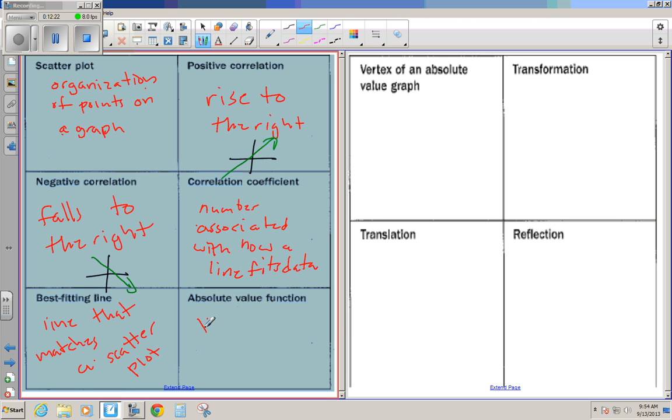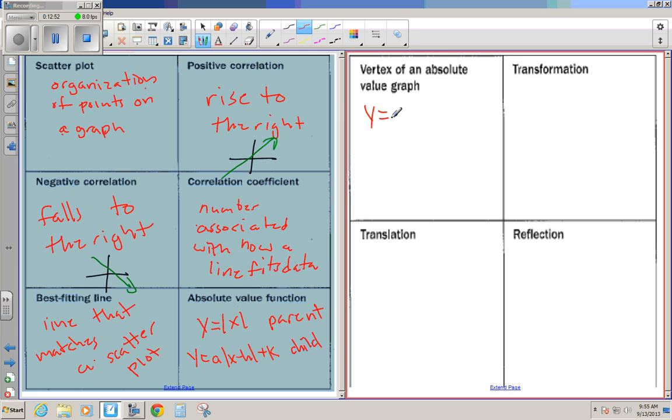An absolute value function, I'll just give you the parent function. So that's the parent function. And then you're going to see something like this much later in chapter 2: y equals a times the absolute value of x minus h, plus k. This you would say is the child function. Vertex of an absolute value graph. When you're looking at y equals a absolute value of x minus h plus k, the vertex is at (h, k). We're going to talk about this when we do the notes, so don't worry.